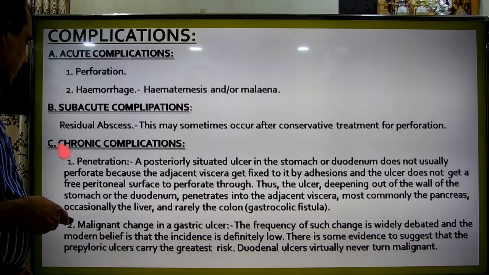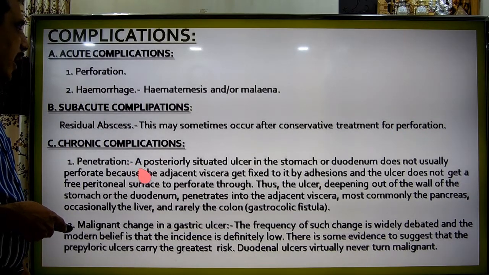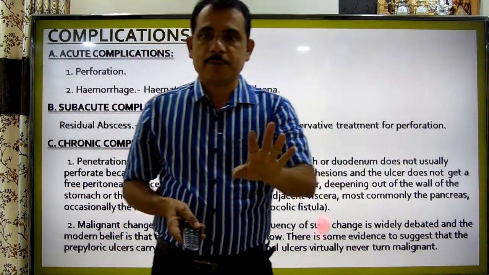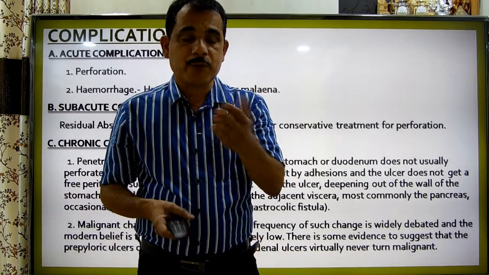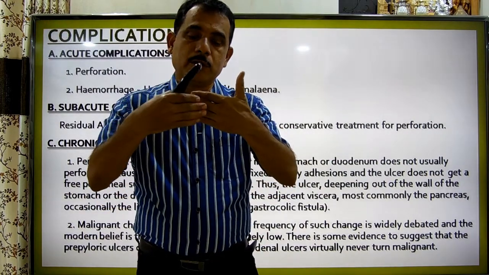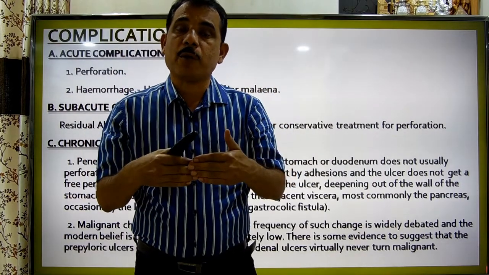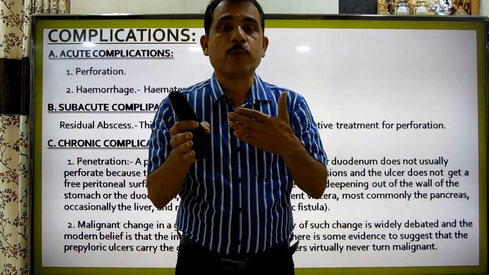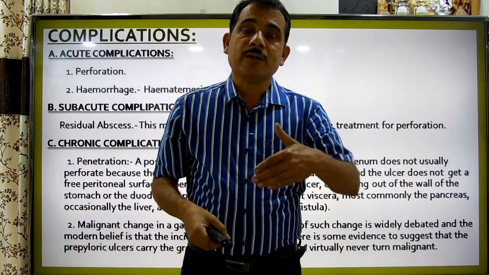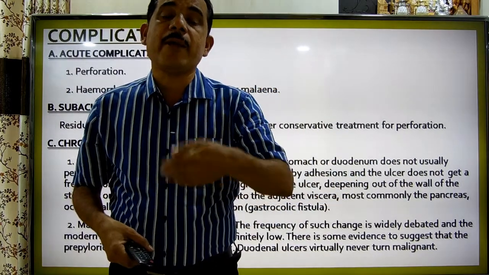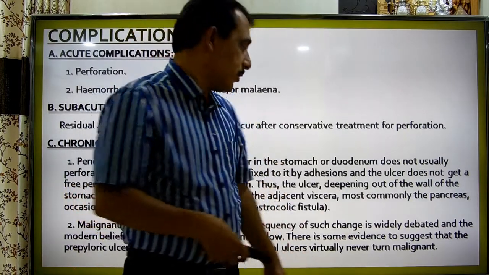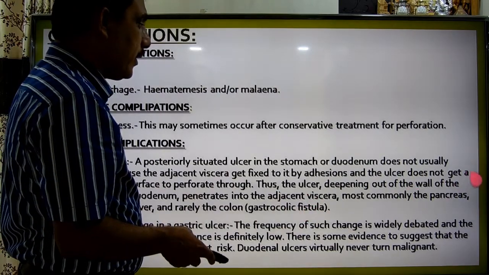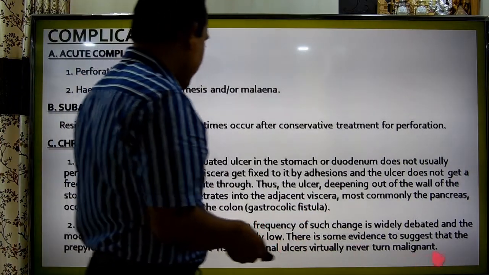Then chronic complication. This is penetration. Posteriorly situated ulcers of the stomach and duodenum sometimes do not perforate. They will grow out, especially through the posterior wall. The growth involves the posterior wall completely, and it opens, but it doesn't perforate. They open into or extend into the organs or viscera lying behind them. Most commonly it is the pancreas, occasionally the liver, and rarely the colon.